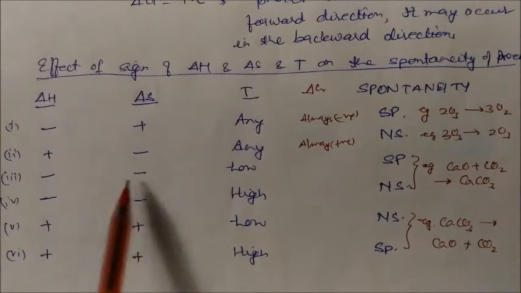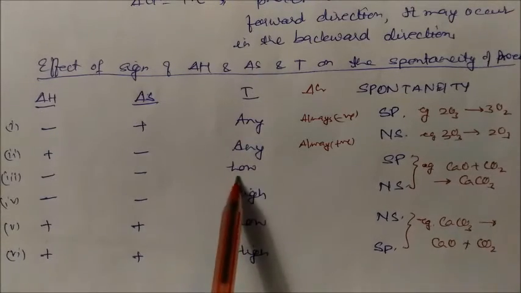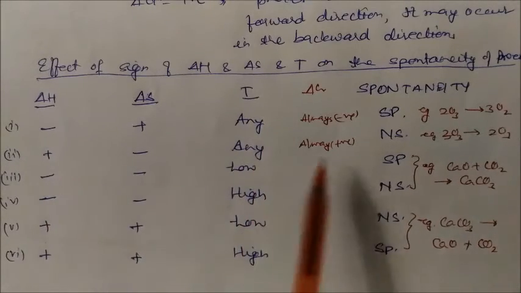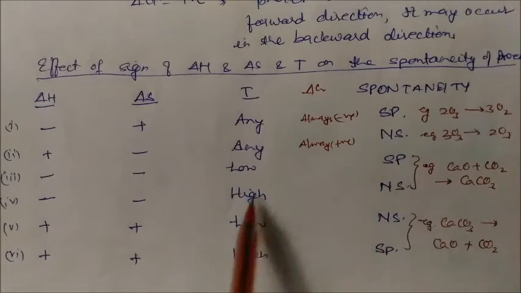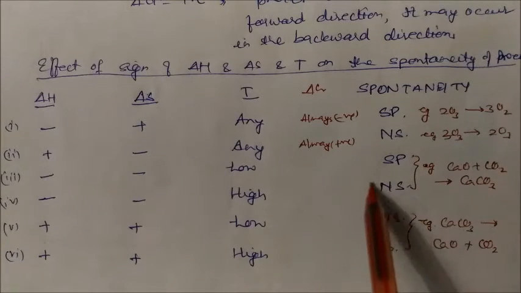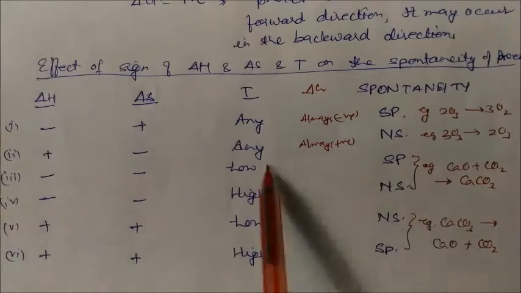Both are minus: it happens when the temperature is low, a spontaneous process. Both are minus when temperature is high, so this spontaneous process can be converted into a non-spontaneous one. You can convert a non-spontaneous process into a spontaneous one by decreasing the temperature.